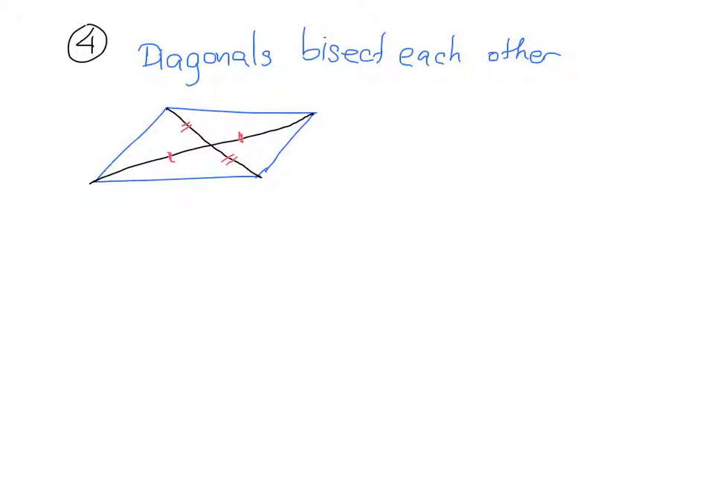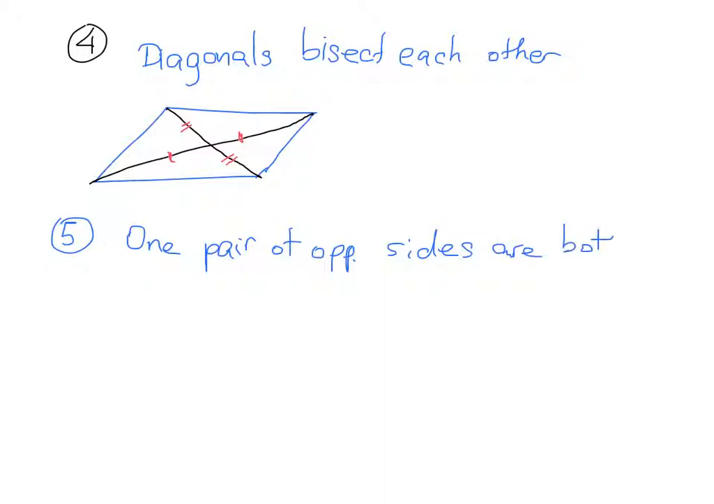Okay, so the last condition that you can use to test whether or not a figure or a quadrilateral is a parallelogram is to see if one pair, at least one pair, is both parallel and congruent. So let's draw this out. Let's write it first, of course. One pair of opposite sides, OPP for opposite, are both parallel and congruent.